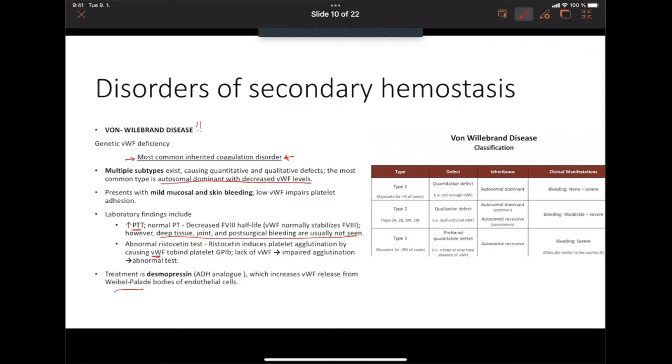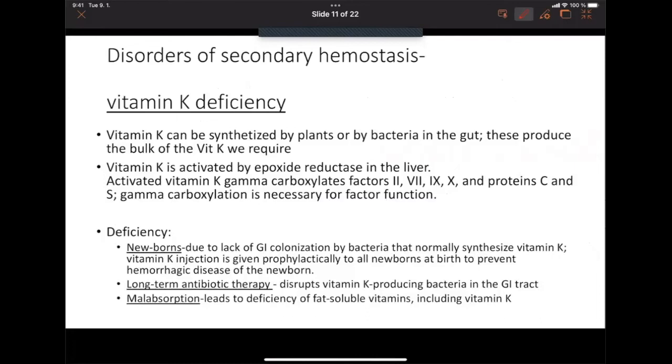There is increased PTT, but normal PT, and then the abnormal ristocetin test. Treatment is via desmopressin. Okay. Another disorder of secondary hemostasis is vitamin K deficiency. And this is an interesting one because vitamin K, activated vitamin K, carboxylates. I'm sure you heard of this in biochem. It carboxylates factors 2, 7, 9, and 10, protein C and also protein S. So it's necessary for coagulation to occur.